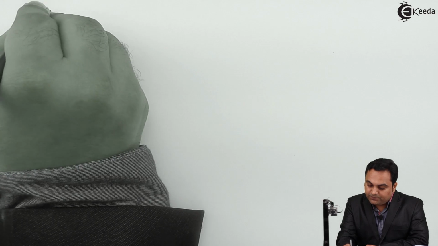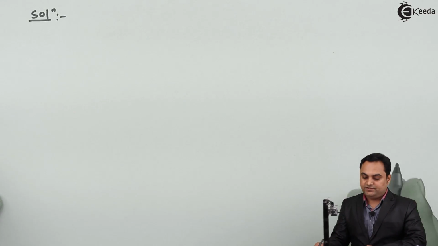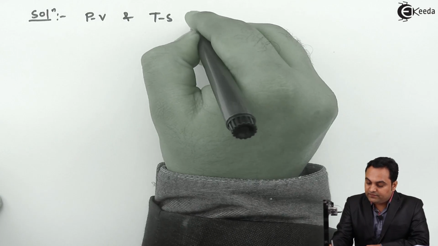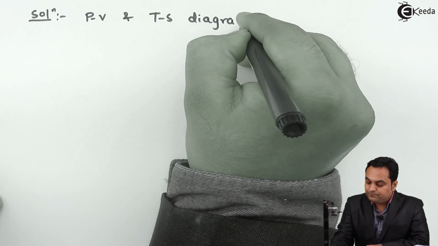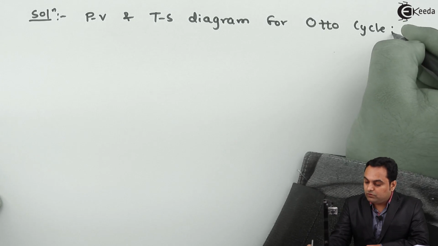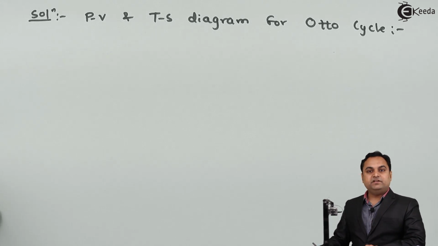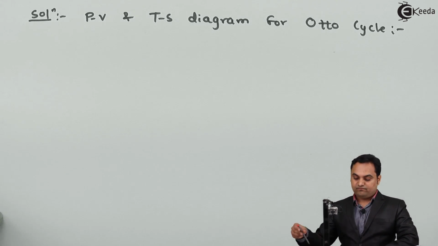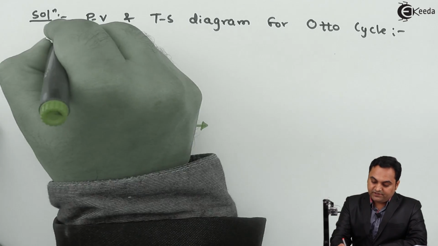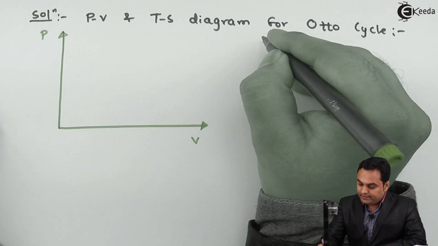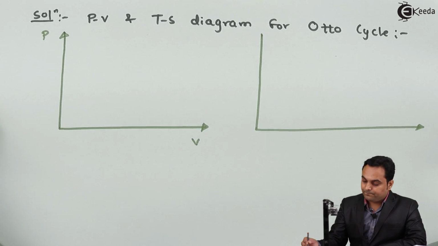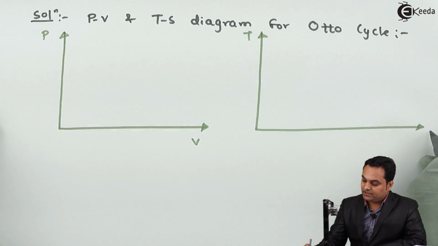Now, with the data available, let us try to get the solution to this problem. In the solution part, the first thing I'll mention is PV and TS diagram for Otto cycle. Now while drawing the PV and TS diagram, it is a graph. PV diagram is the pressure volume diagram and TS diagram is temperature entropy. So this is TS diagram.